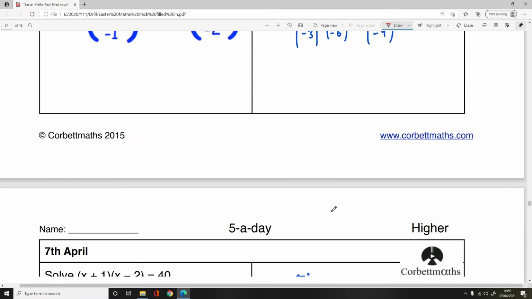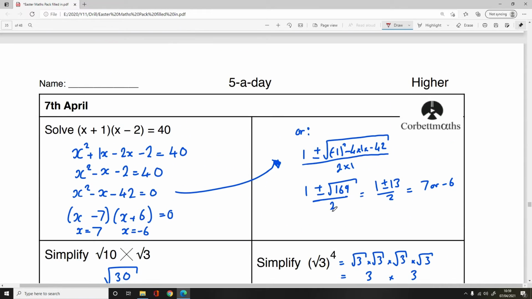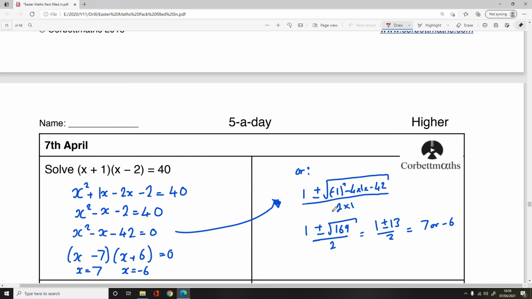Okay. So let's push on to higher. So, first question, I've got two options for how to do it, but this is a quadratic equation. And what do we have to do first to solve any quadratic equation? We need to make one side equal to 0.